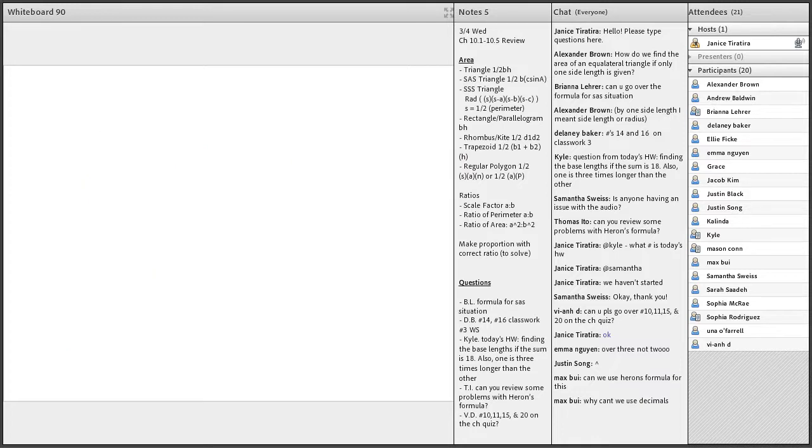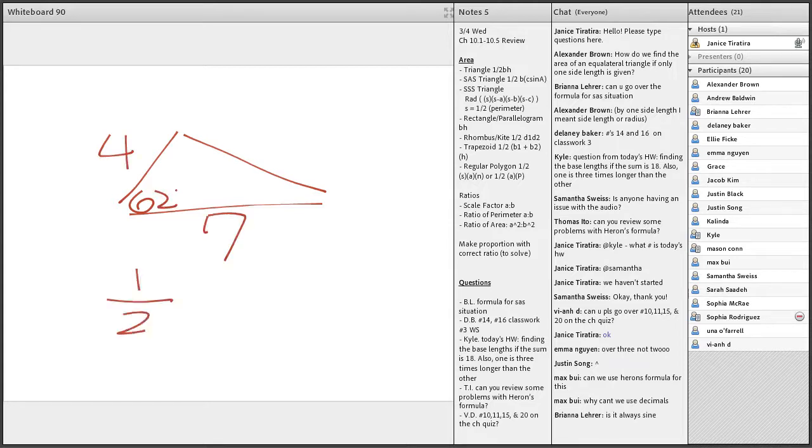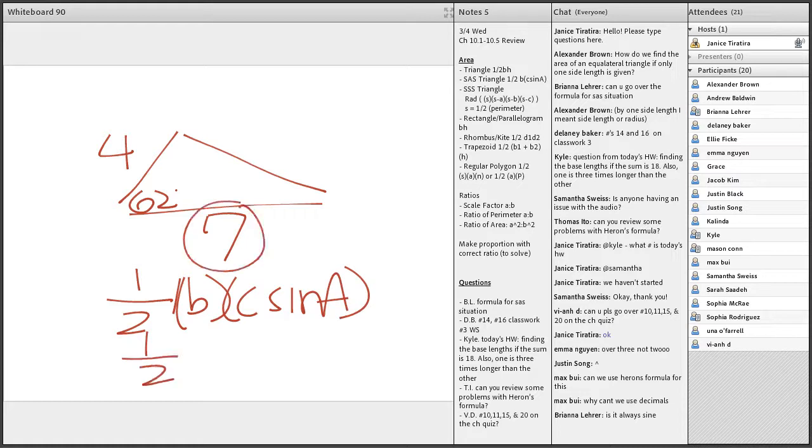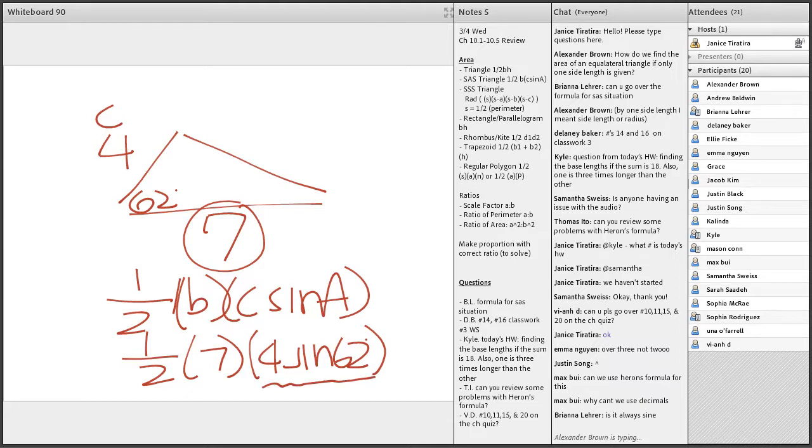So if you didn't find the height, for the next one, let's say I had this as 62 degrees and 4 and 7. Oh my gosh, this is what you could do so fast. You could do 1/2 BC sine angle A. So you'll get 1/2, your base is 7, side C is 4, and then sine 62. But once again, all of this underlined item, that's your height. So it will always be sine.